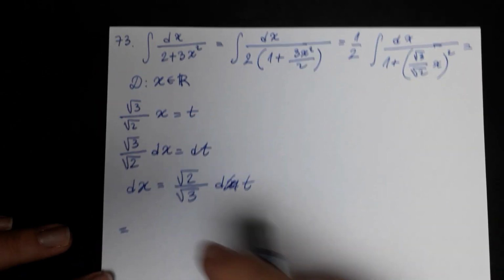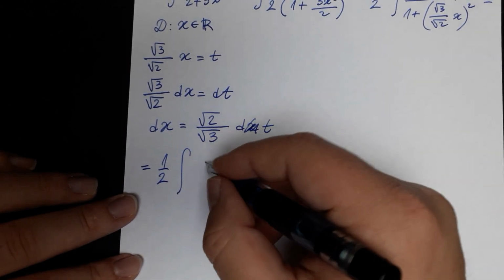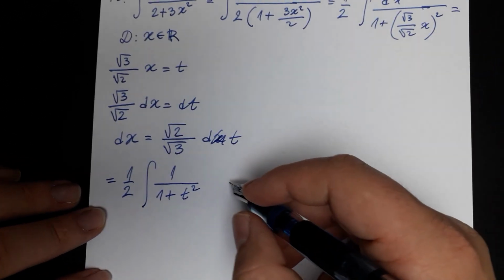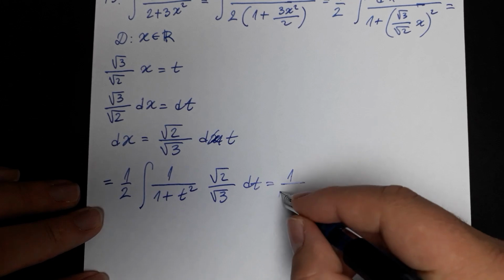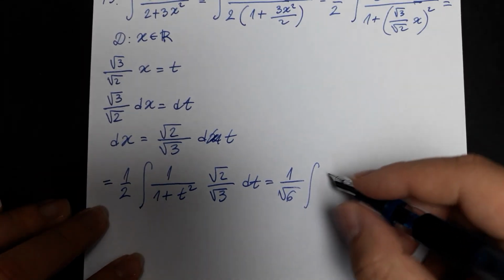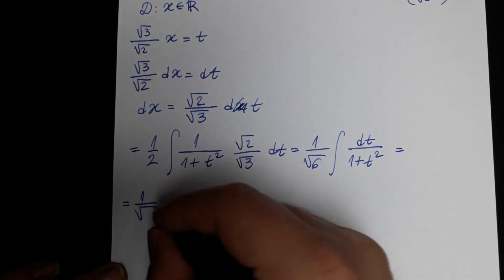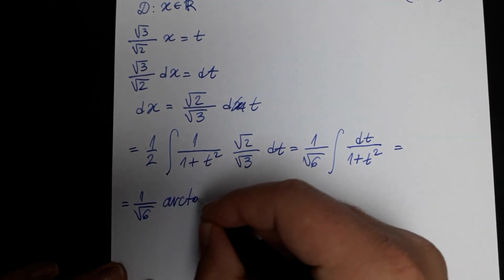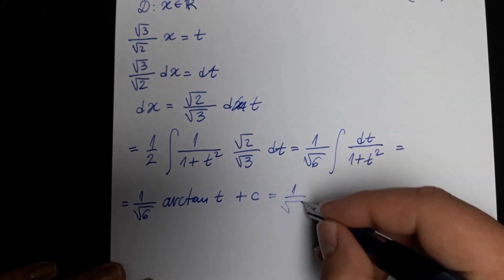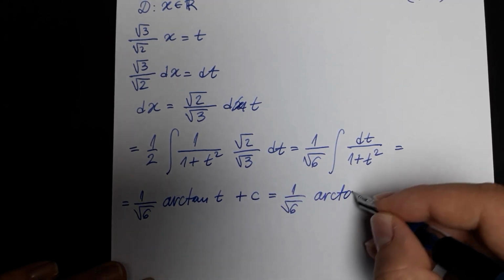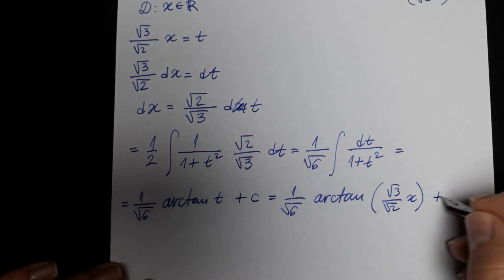So this integral is then transformed into the t world as 1/2 of the integral of 1 divided by 1 plus t squared times the square root of 2 divided by the square root of 3 dt, which is 1 divided by the square root of 6 integral of dt divided by 1 plus t squared, which is then equal to 1 divided by the square root of 6 arctan of t plus an arbitrary constant c, which is equal to 1 divided by the square root of 6 arctan of t, which was the square root of 3 divided by the square root of 2 x, plus c.